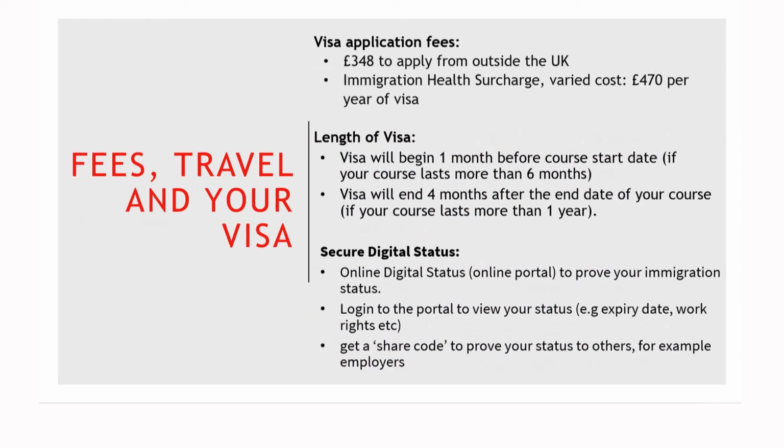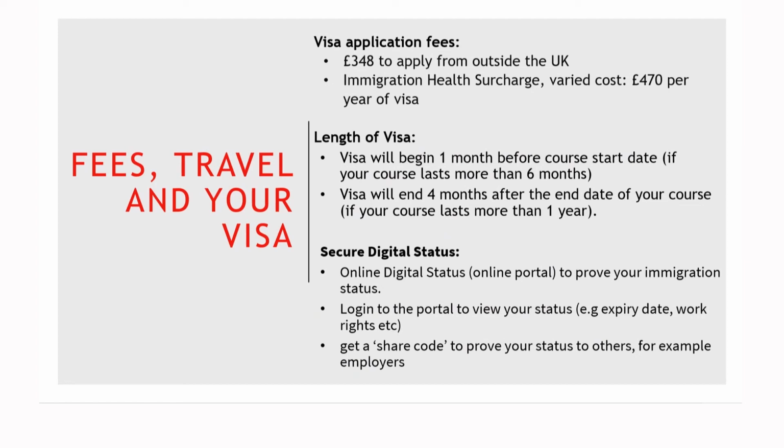Okay, so just some general information on fees, travel and your visa. The visa application fee to apply in the UK is £348. On top of that, you will also need to pay what is known as the immigration health surcharge. Now, this is a varied cost. It's charged at £470 per year of your visa. So obviously it's going to depend on the length of your course, how much you need to pay.